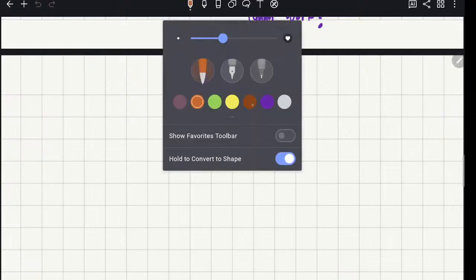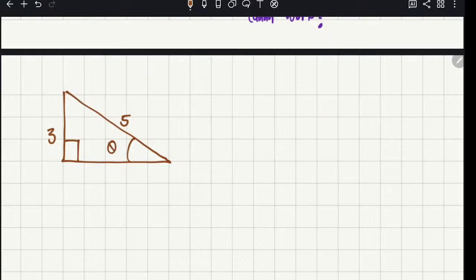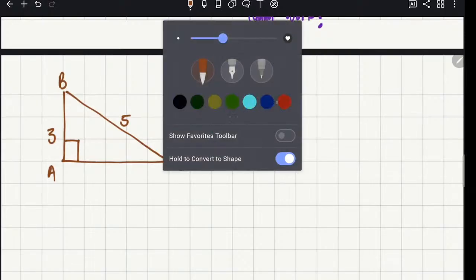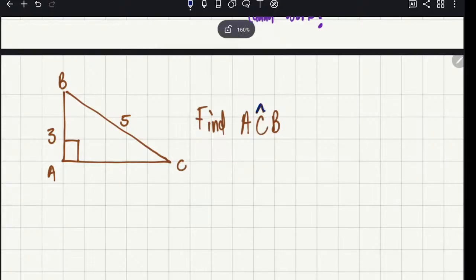Let's do 2 questions real quick and you'll be done. Three, 5, then we can say theta. Okay, or even if they say A, B, C, then they say find A, C, B. Find A, C, B. The angle at C.